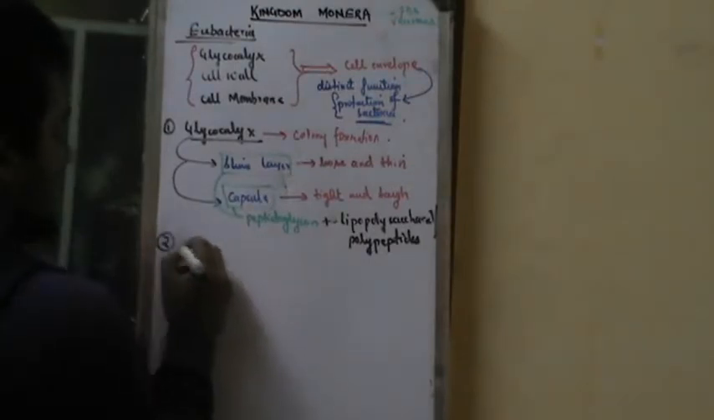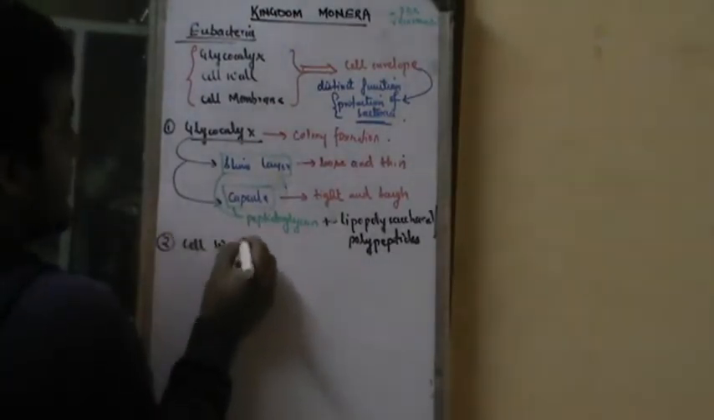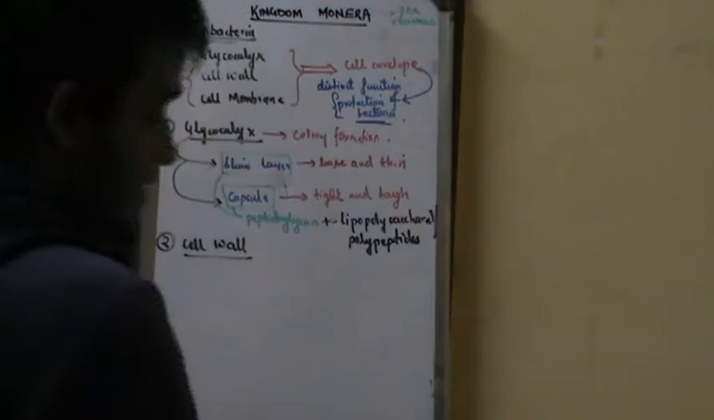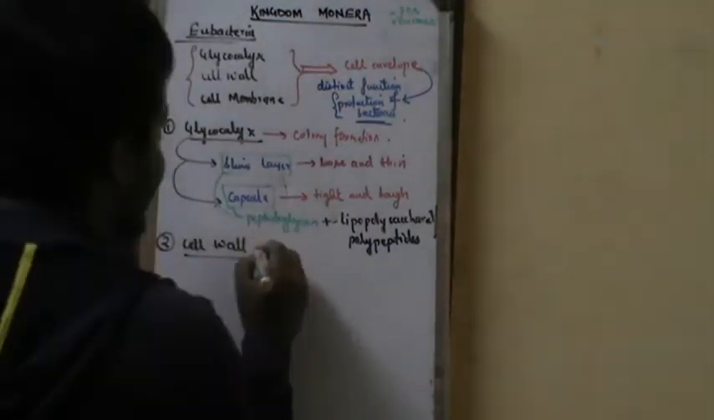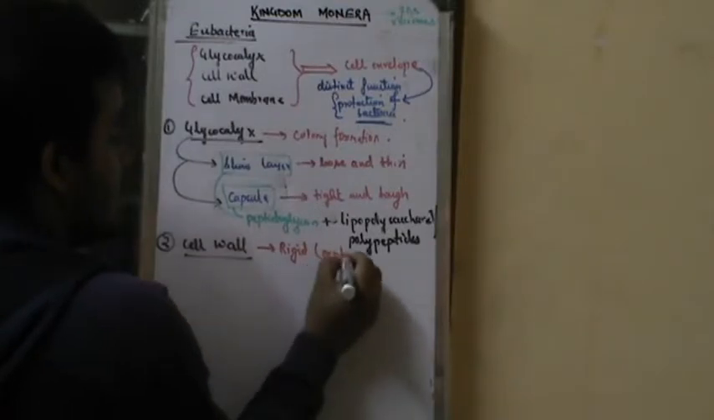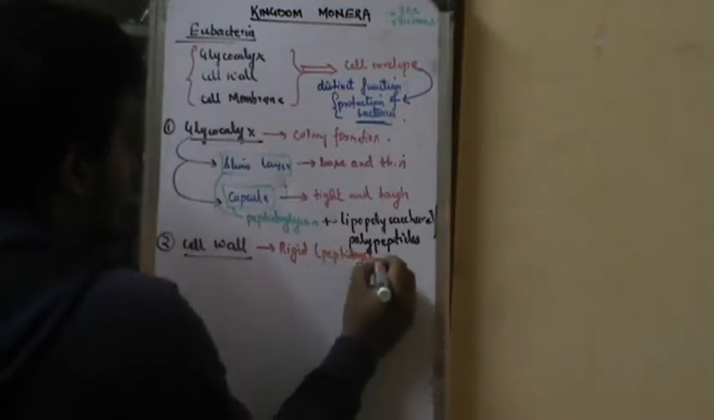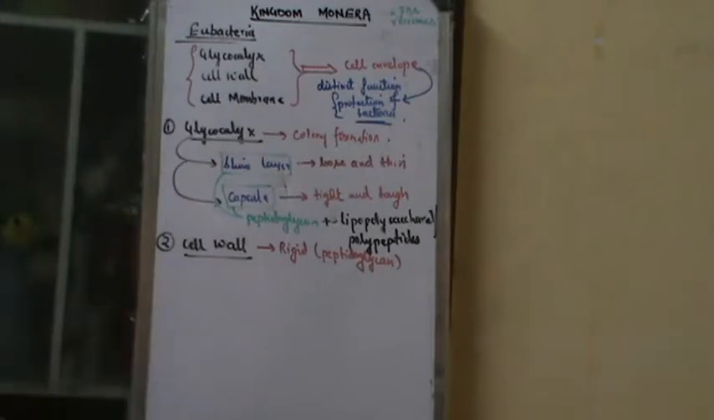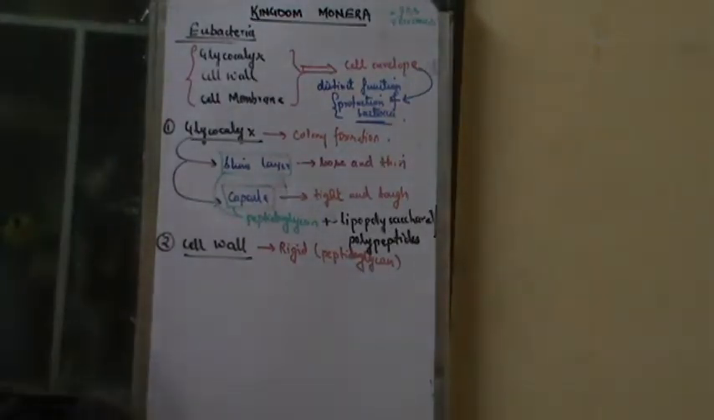Okay, next is cell wall. See, it's going to be important. The cell wall, very, very, very important. The cell wall is going to be rigid in case of bacteria. It is going to be made up of peptidoglycan, that is going to be murein, right? Always see, I just told you just now, in gram positive bacteria, the cell wall is not going to be well developed.